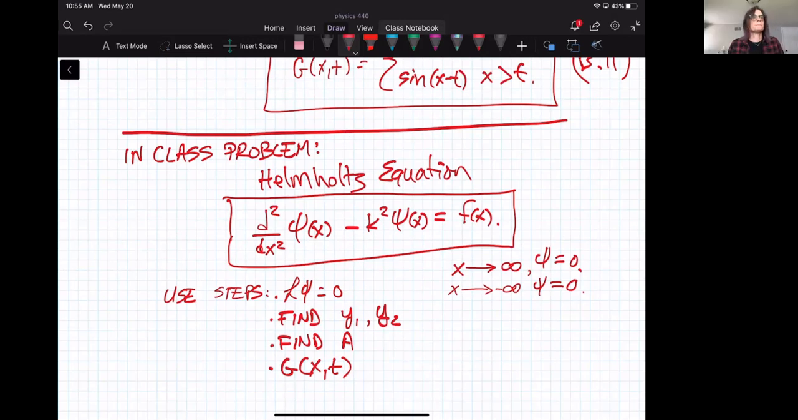How'd you guys do? We found the Green's function. What'd you get? For x less than t, we got negative 1 over 2k e to the kx times e to the minus kt. And for x greater than t, negative 1 over 2k e to the minus kx times e to the kt. Perfect.